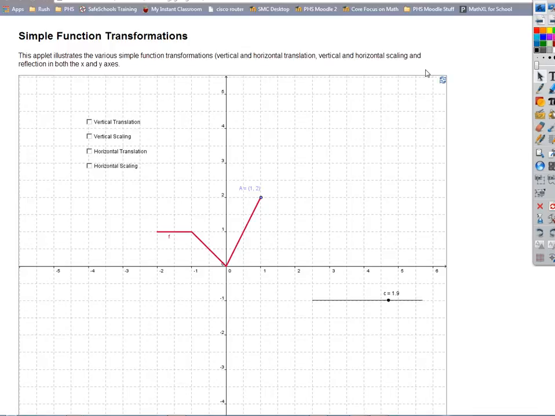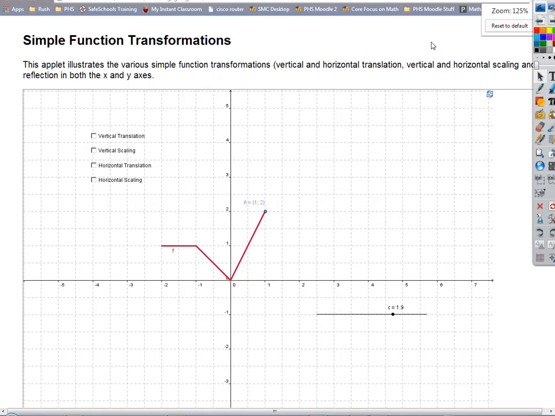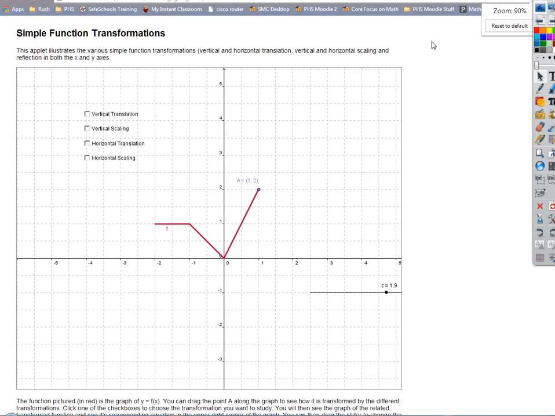Okay, so simple function transformations. Let's have a look. I want to make this a little bigger though. How about if we do that?